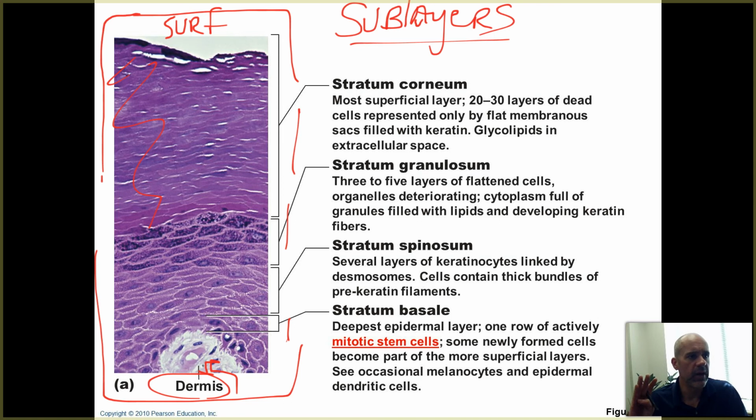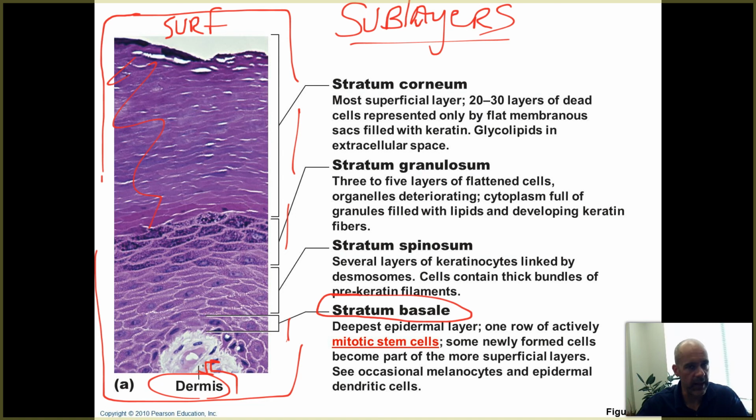All right, so sublayers of the epidermis. Just some terminology review again. The epidermis is a major layer of the skin, and the epidermis itself can be divided up into different sublayers that have different functions. So let's start down here at the bottom. The bottommost sublayer is called the stratum basale.